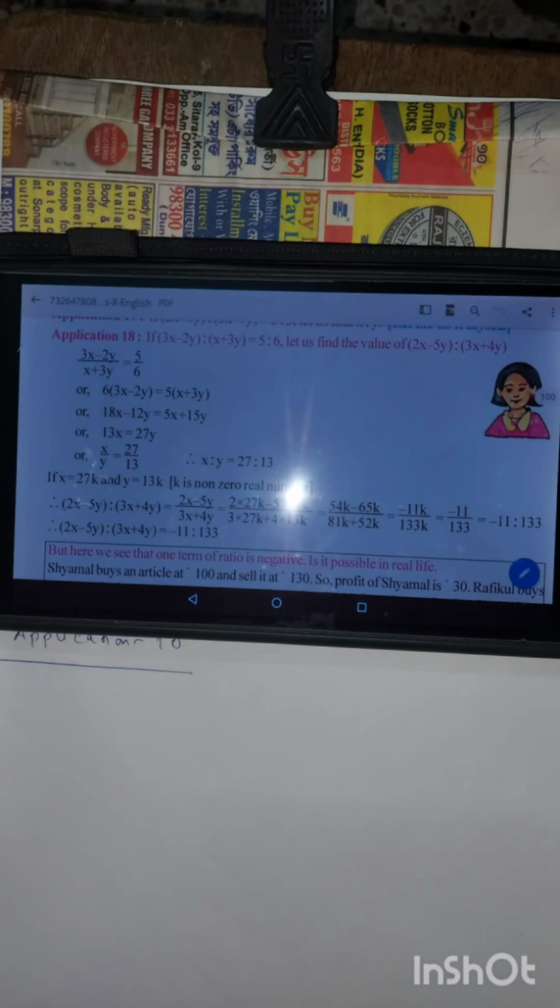Today we are going to solve some applications from the chapter Ratio and Proportion. Name of the book: GanitPrakash of class 10.